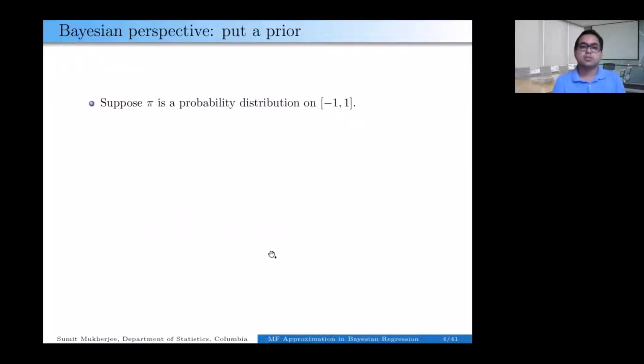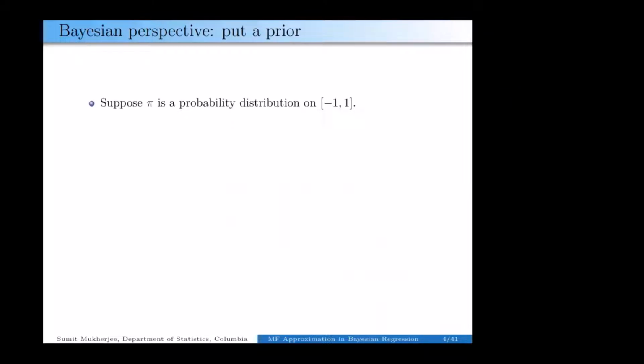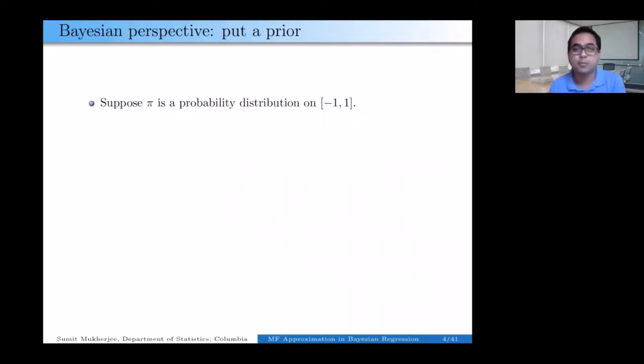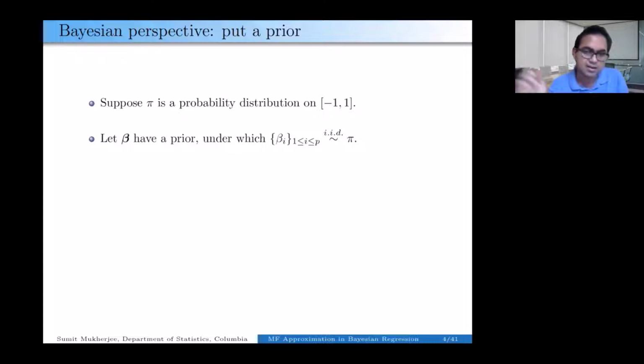Okay, so if you were a Bayesian, what would you do? Well, since you don't know beta, you'd put a prior on beta. Suppose pi is some probability distribution on [-1, 1]. At this point, we don't have any constraints on pi. It could be discrete, it could be continuous, it could be anything. But it has to be compactly supported, of course, because like I said, we are assuming that your parameter space is compact. We'll assume that the coordinates of beta have a prior which is IID, following pi.